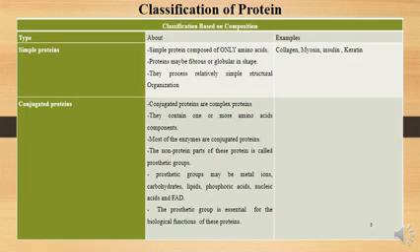As for conjugated proteins, they are complex proteins. They contain one or more non-amino acid components. Most enzymes are conjugated proteins. The non-protein part of this protein is called the prosthetic group. The prosthetic groups may be metal ions, carbohydrates, lipids, phosphoric acid, nucleic acid, and fat. The prosthetic group is essential for the biological function of these proteins.